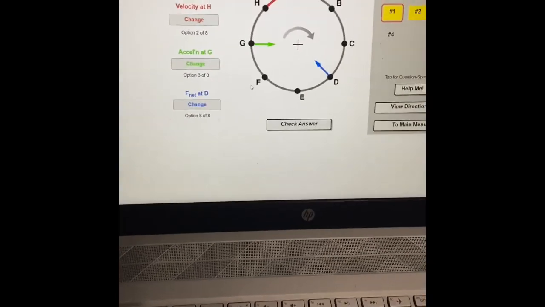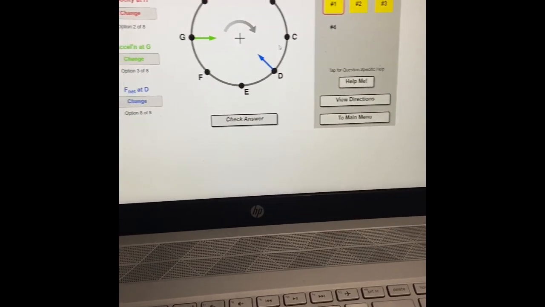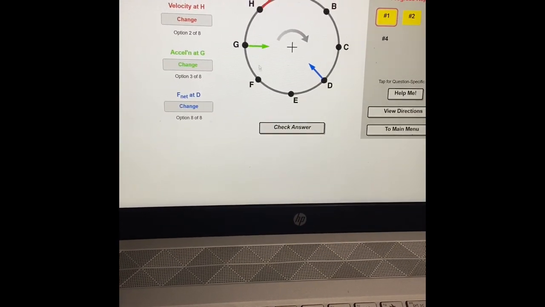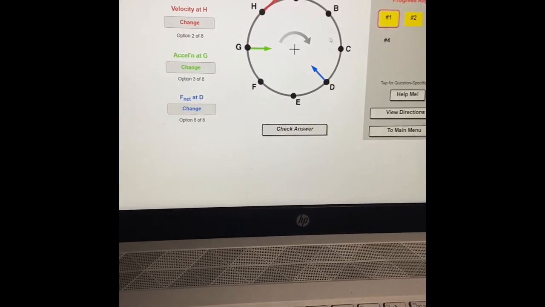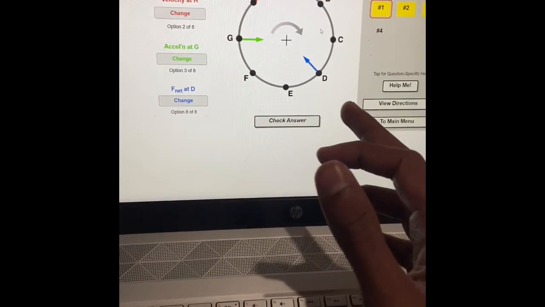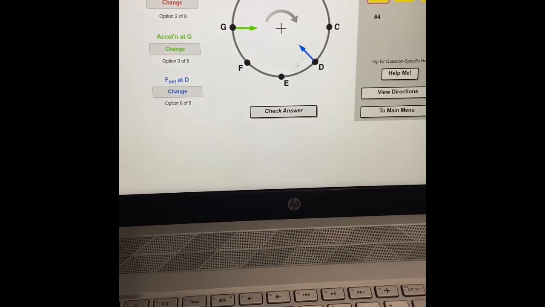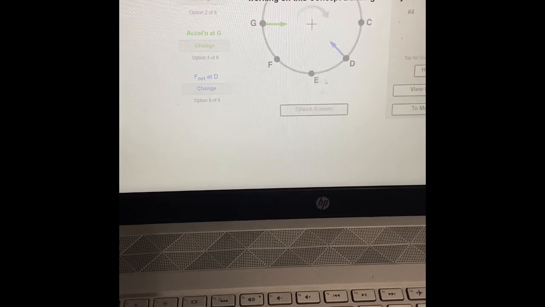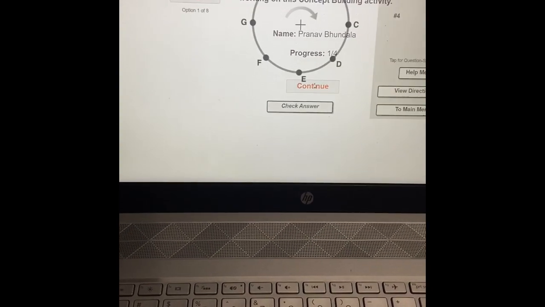Now the net force is also pointed towards the center. As you can see, this is already pointed towards the center. That is because it is always the same distance from the center throughout each point. That means that the net force is always pointed towards the center of the circle. So these should be the correct answers. Now let's check that out. We got it right. Now, let's try another one.